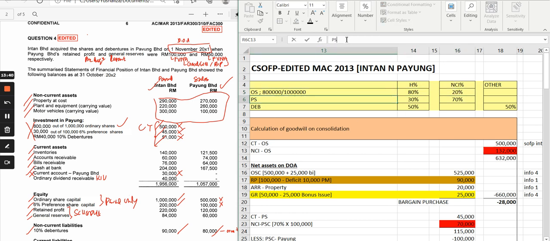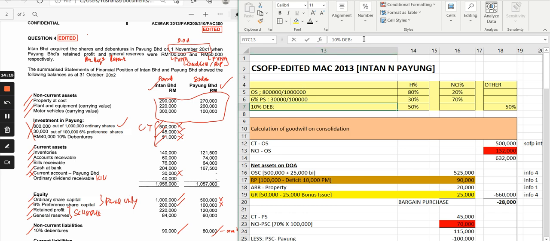For the preference shares, you acquire 30,000 units of shares out of the 100,000 6% preference shares, and that will give you 30%. So the NCI is 70%. For debenture, we are talking about 10% debenture. Sometimes you may have 2 or 3 types of debenture. Make sure you take the correct one. So it's better to label them correctly as well. So this is 6% preference shares.